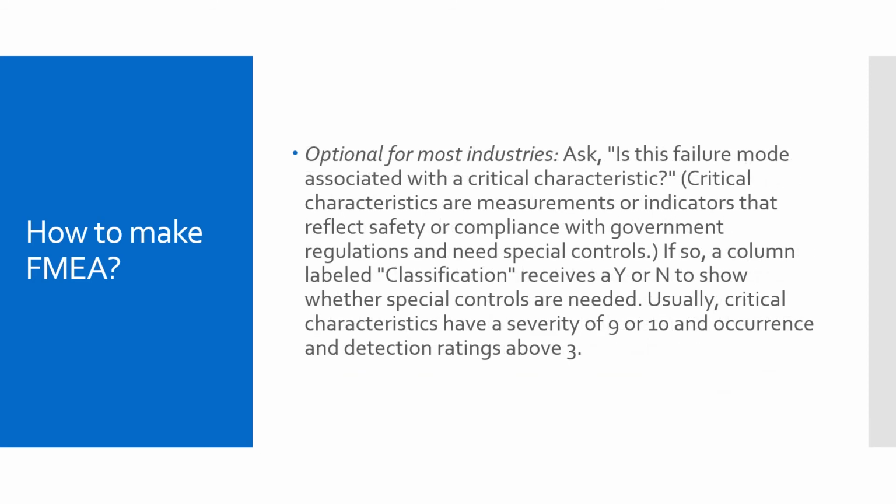Step 12. Optional for most industries. Ask, is this failure mode associated with a critical characteristic? Critical characteristics are measurements or indicators that reflect safety or compliance with government regulations and need special controls. If so, a column labeled Classification receives a Y or N to show whether special controls are needed. Usually, critical characteristics have a severity of 9 or 10 and occurrence and detection ratings above 3.